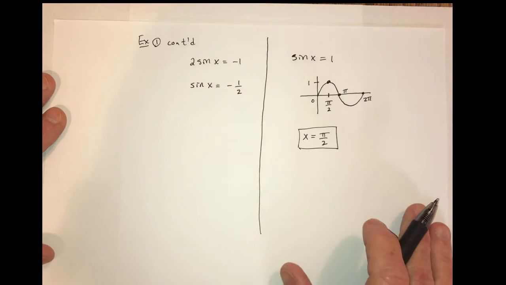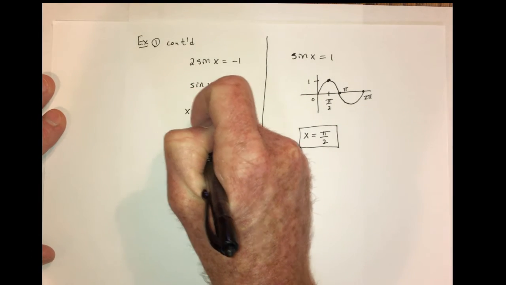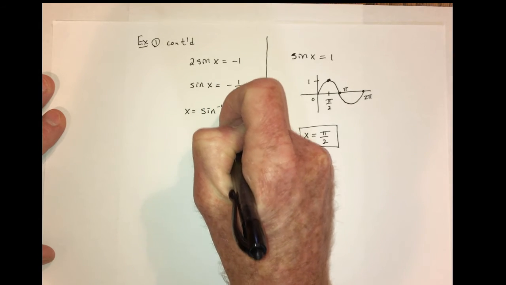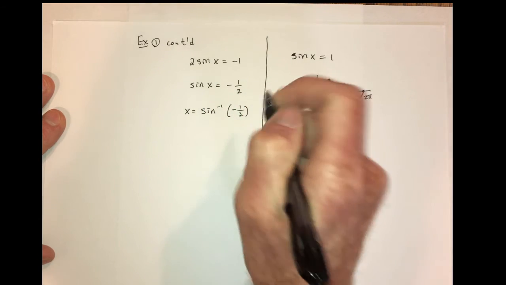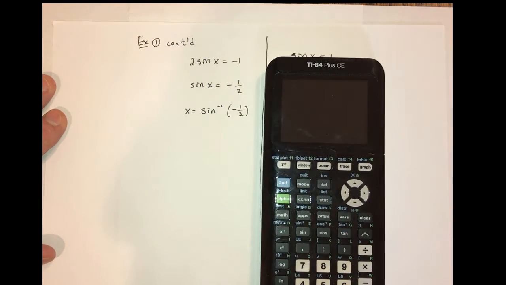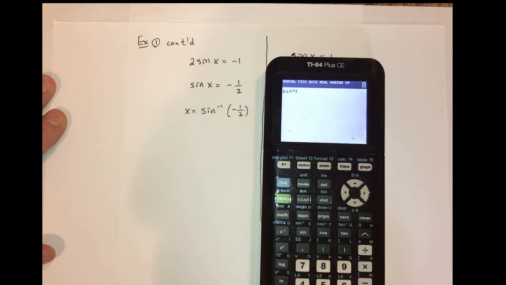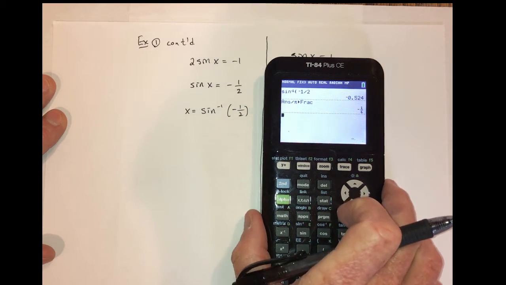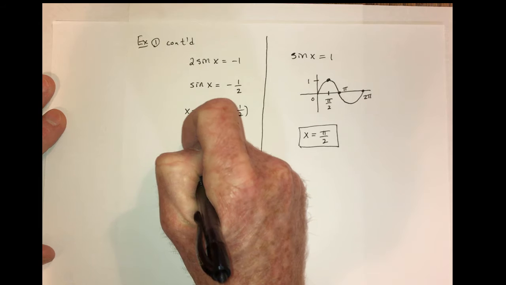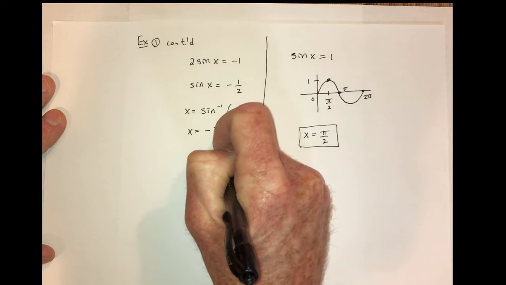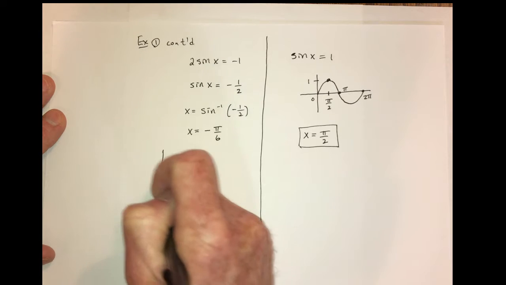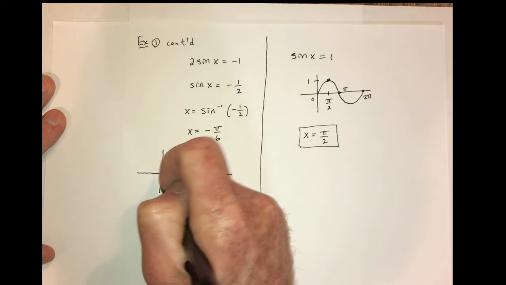For this one, it's going to have two solutions. One solution will come from taking sine inverse of negative 1/2, and then divide that by pi and change that to a fraction. So it's negative 1/6 of pi. x equals negative pi over 6. But of course we need the two positive solutions.